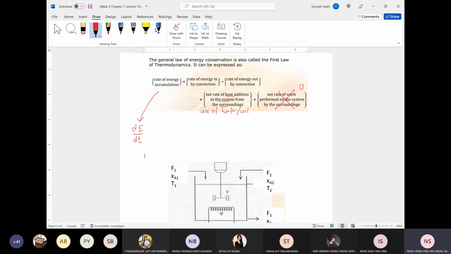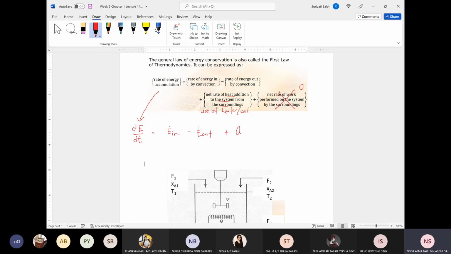And then equal to rate of energy in by convection. So we put E dot in minus E dot out plus Q, where the Q here is coming from the heater. As I mentioned before, the work is not included, so you don't have any W. So you have only one term on the left hand side and the three terms on the right hand side.